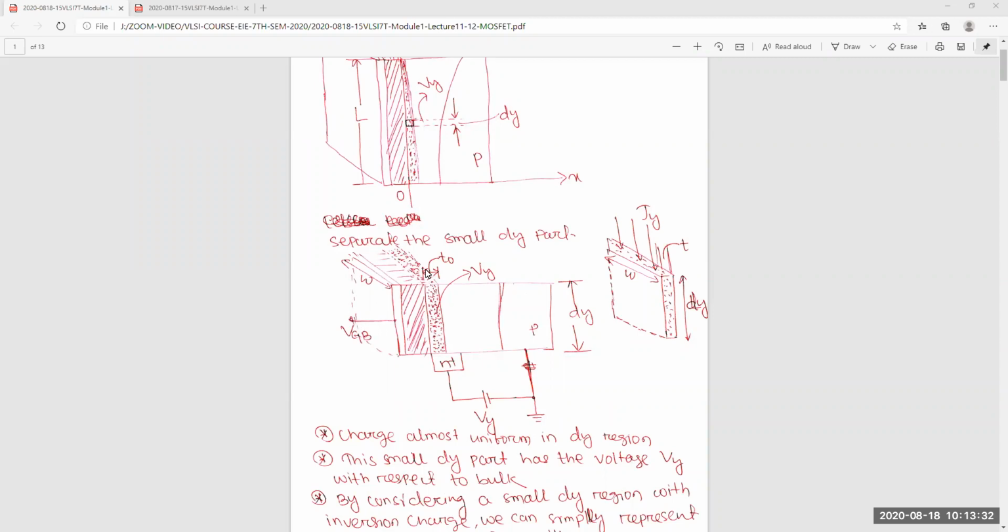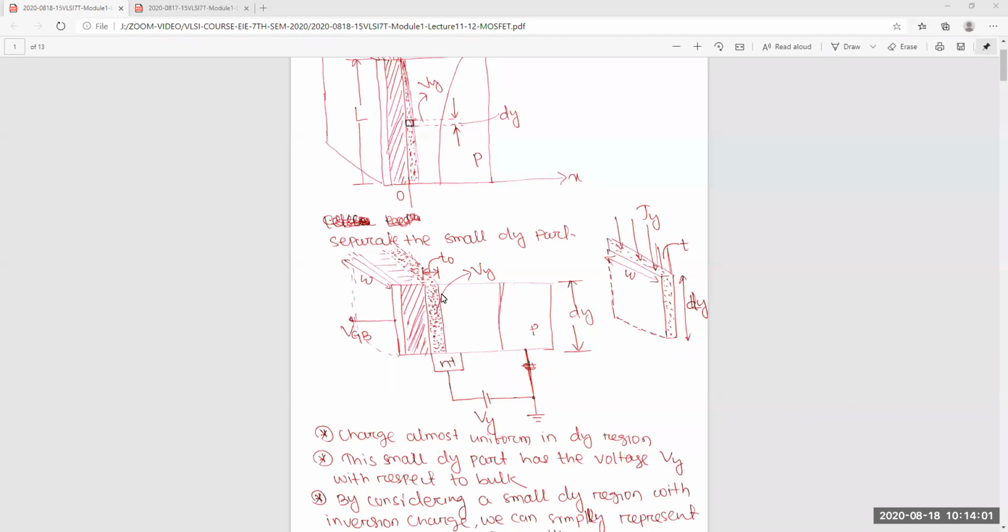The thickness of this region is T0, or we can say T. Actually, by mistake, for the oxide region we have already represented T0, so this region you can say T. This is dy, and this part is W, and this is T0. This is the region.